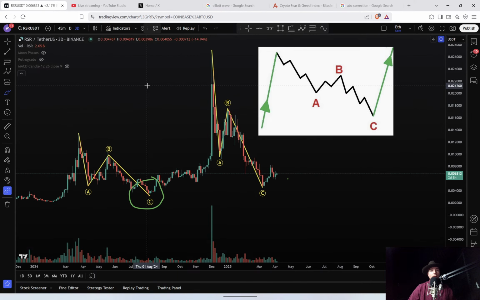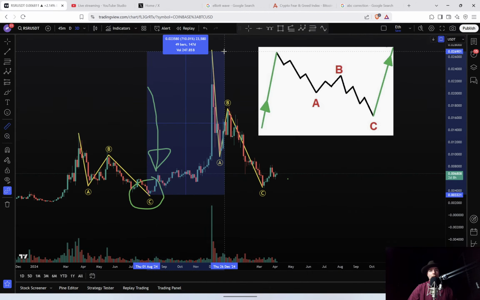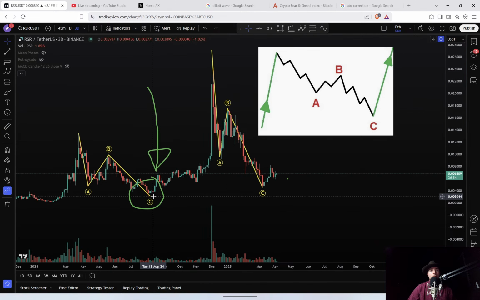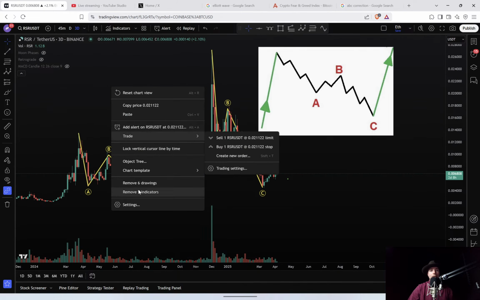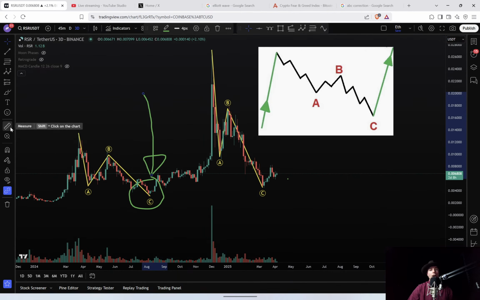Just exactly like what happened last summer down here, right before it broke out all the way to 2.7 cents from being worth 0.003 cents. Yeah, that's a 710% gain. If you would have bought the bottom of that ABC correction on RSR last summer, you would have made 7 times your money.